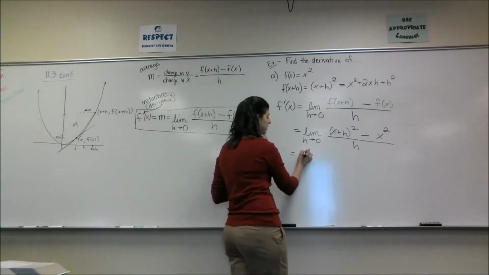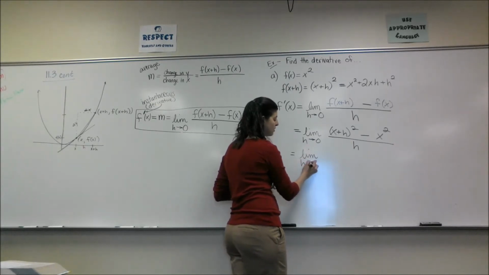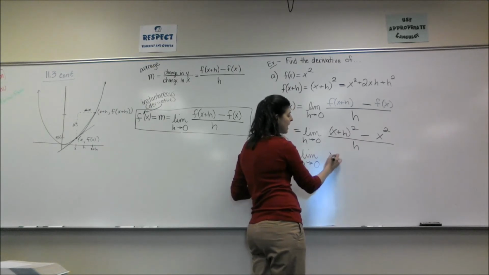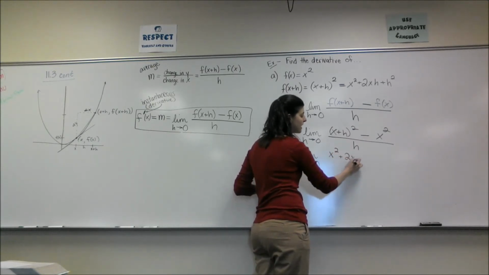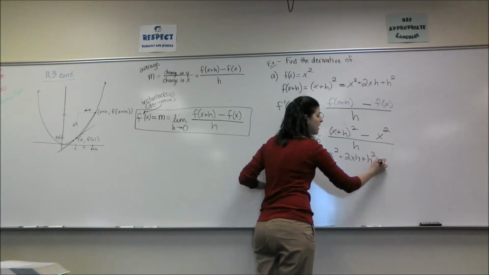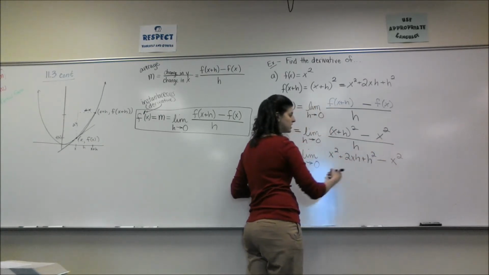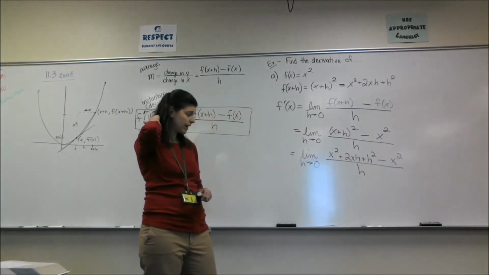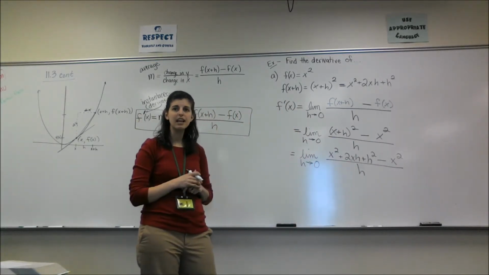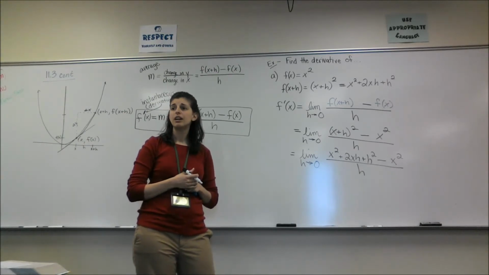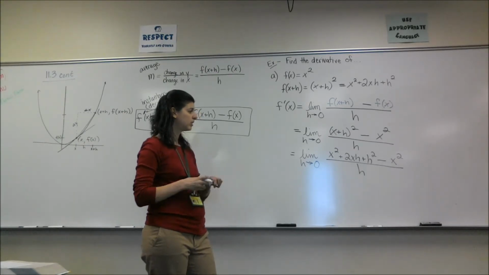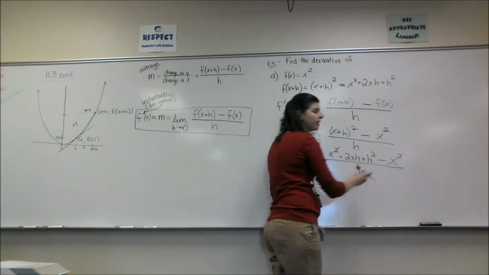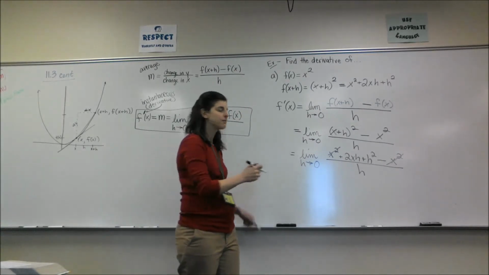Okay, so the limit as h approaches 0 of this now is the same thing as x squared plus 2xh plus h squared minus f of x, which is x squared, all over h. Now yesterday we skipped a few steps, and I'd like to not do that as much this time. Okay, so what can I do? The x squareds can cancel out. That's a very important thing.